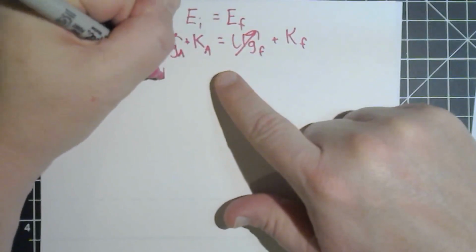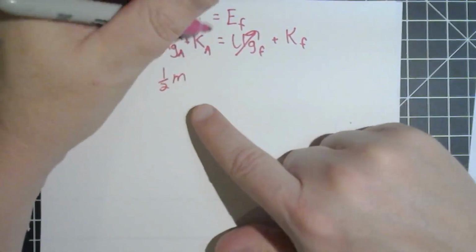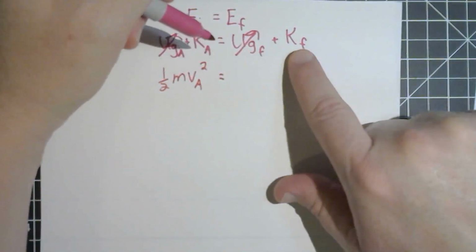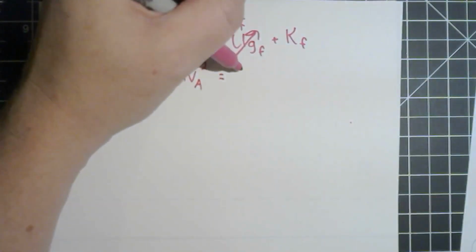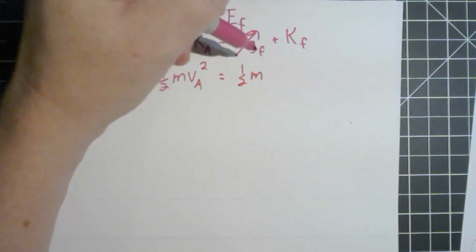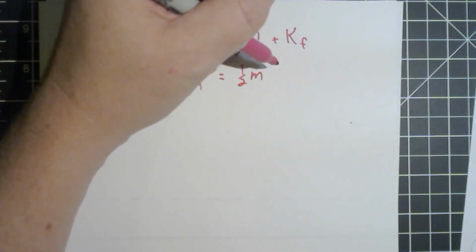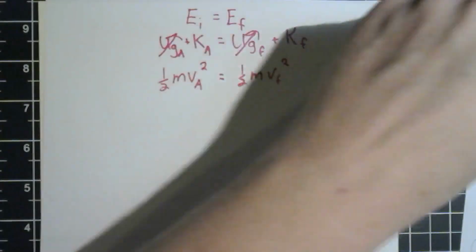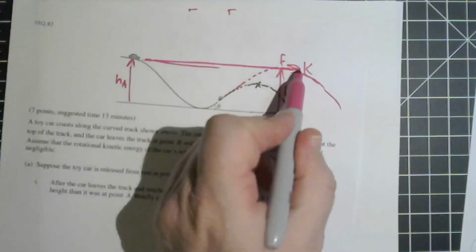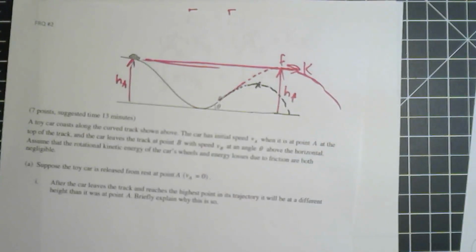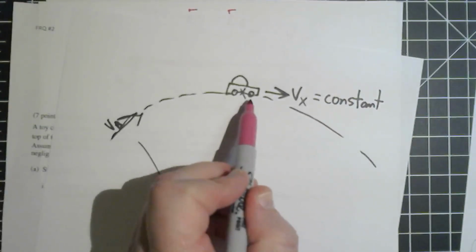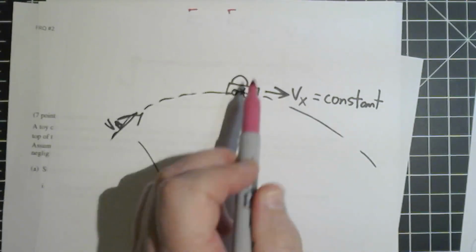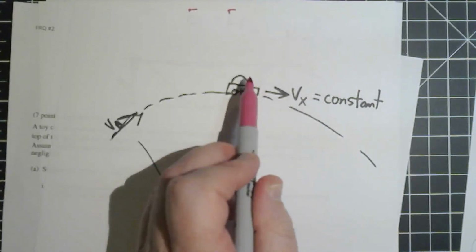Well, our kinetic energy at A will be 1/2 the mass of the cart times the velocity at A squared. And at the end, the final kinetic energy will be 1/2 the mass times the final velocity at the top of that arc. Well, what did we say about the velocity at the top? Because it's only moving left and right, there is no up and down motion. It's at its highest point in its trajectory.